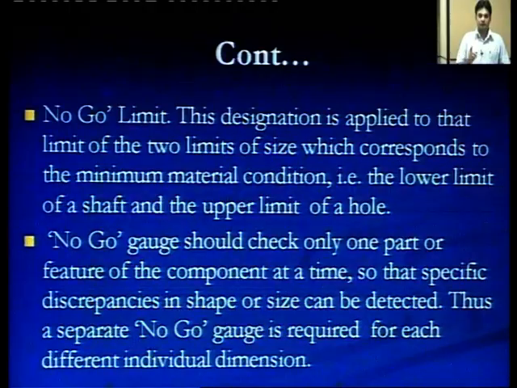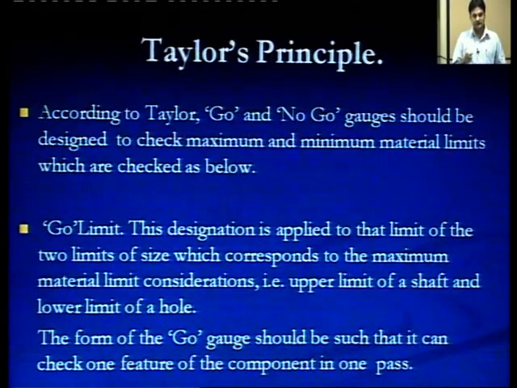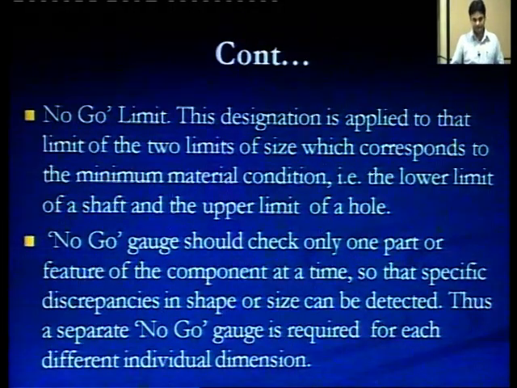It means for separate dimension checking, we need a separate no go gauge. But in case of the go gauge, the form of the go gauge should be such that it can check one feature of the component in one pass. Meaning in the second pass, it can check the second feature of the component.